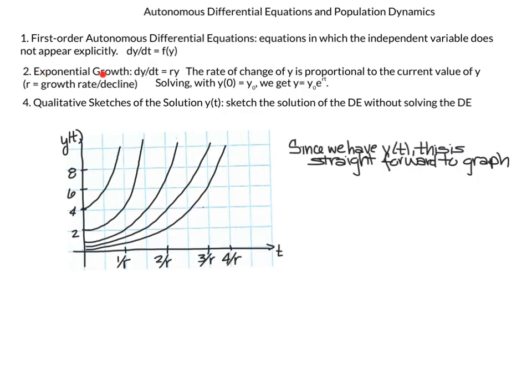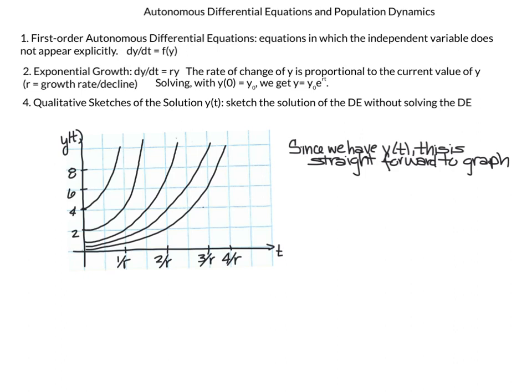Our first model is exponential growth, and the differential equation is dy/dt equals r times y. In other words, the rate of change is proportional, by this factor r, to the current population. So r is considered the growth rate or the decline rate. This is an easy linear equation to solve. If we solve this with y(0) equals y naught, we get y equals y naught e to the rt. Then for different initial values, we can sketch our solution curves.